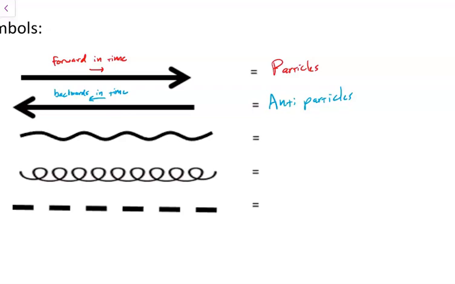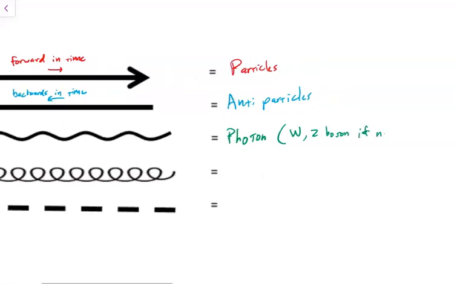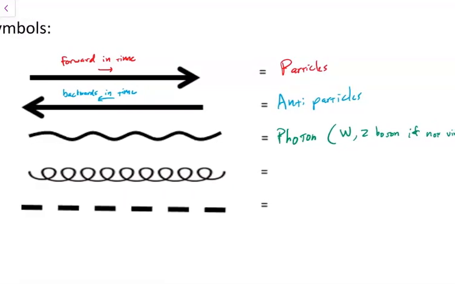And then we have this wiggly line. So this wiggly line, there are 2 things it could be. Most likely it's going to be our photon. It can also be our W boson or Z boson, if it's not virtual. Now, IB sometimes doesn't get this right. So just know that, don't worry too much about this. I think we're going a little bit too hard on these Feynman diagrams. Just know that it can be a photon, but it also could be a W or Z, if not virtual, but they get that wrong sometimes.